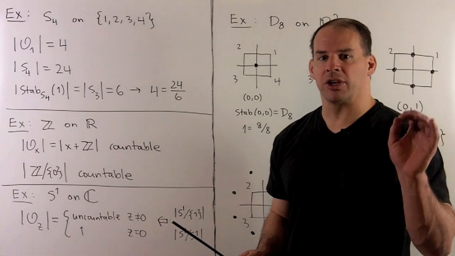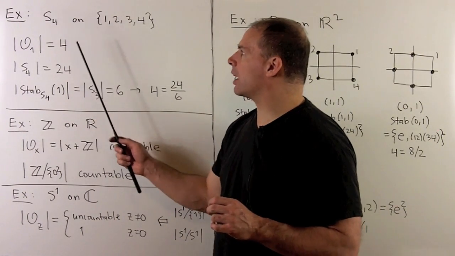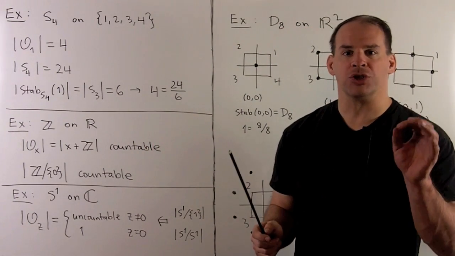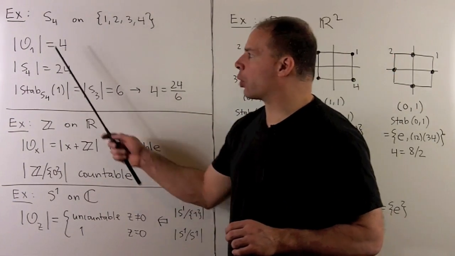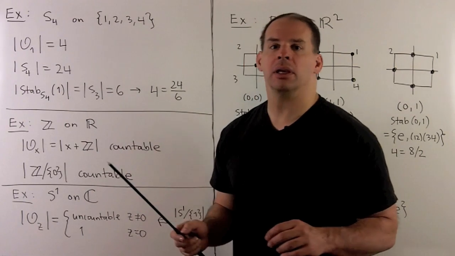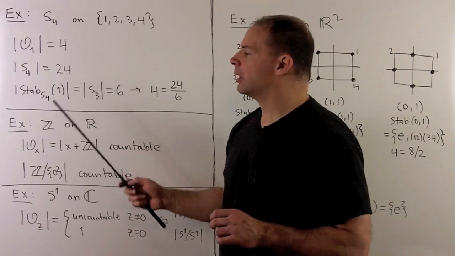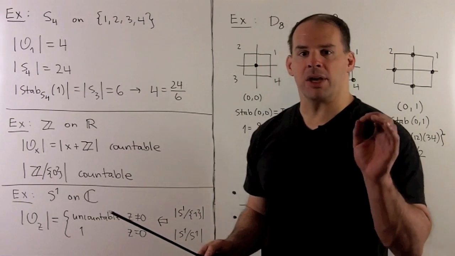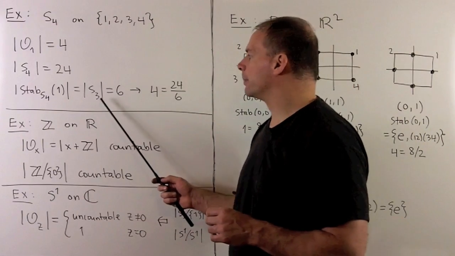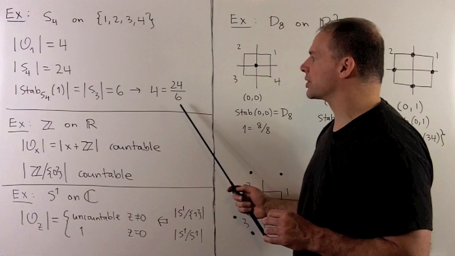Let's finish by checking our examples. First, we have S4 acting on 1, 2, 3, 4. We know the action is transitive, so the orbit of the point 1 is going to have 4 elements. The number of elements in S4 is 24. The number of elements in the stabilizer of 1 is equal to 6 because it's isomorphic to an S3. So we have that 4 is equal to 24 divided by 6.